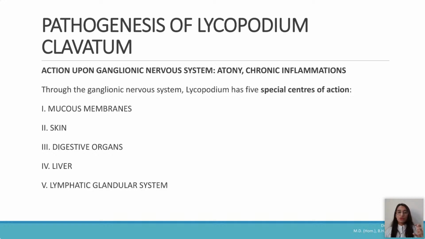Now, through this peripheral nervous system, Lycopodium has five special centers of action. One is the mucous membrane. The mucous membrane, be it anywhere, is affected by Lycopodium. Second is the skin. The digestive organs and the liver are a very important site of action of Lycopodium, and the lymphatic glandular system. It doesn't mean that other organs or systems are not affected, but these are predominantly affected. Now let us see one by one.